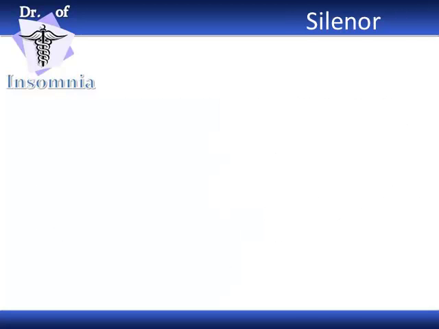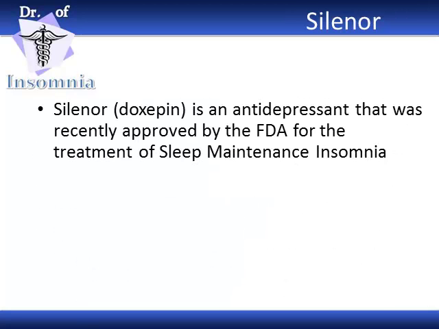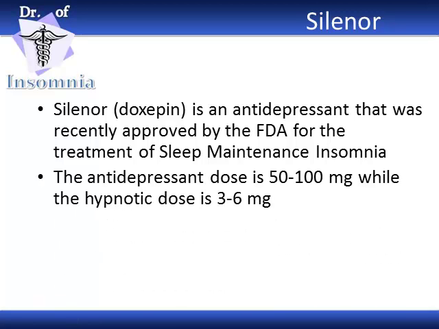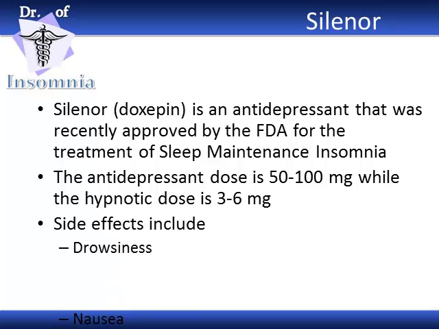Another antidepressant drug is Silenor. Silenor, or Doxepin, is an antidepressant that was recently approved by the FDA for the treatment of sleep maintenance insomnia. The antidepressant dose is 50 to 100 milligrams, while the hypnotic dose is 3 to 6 milligrams. Side effects include drowsiness, nausea, and headache.